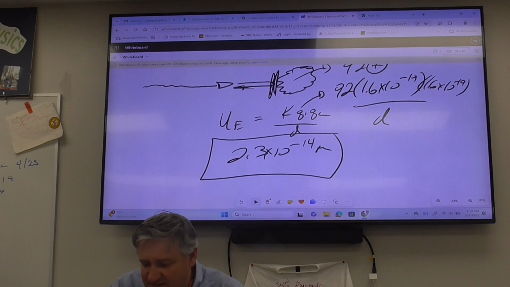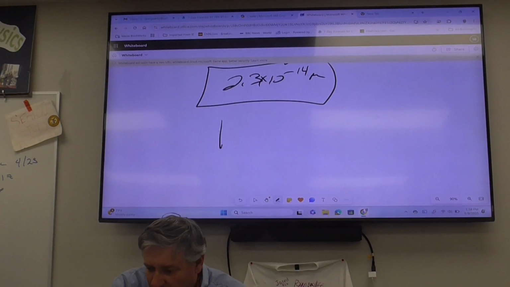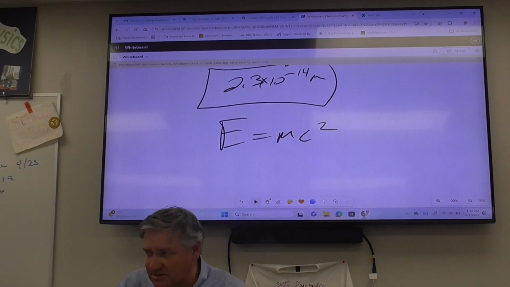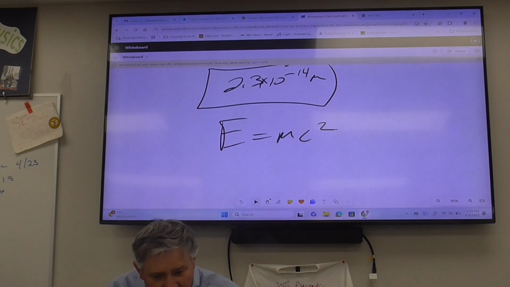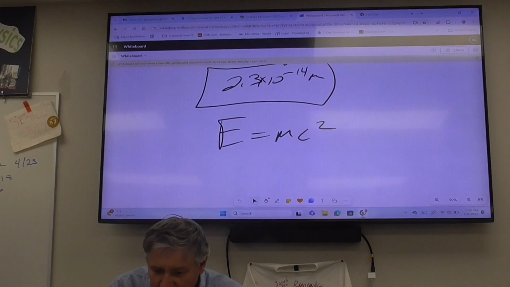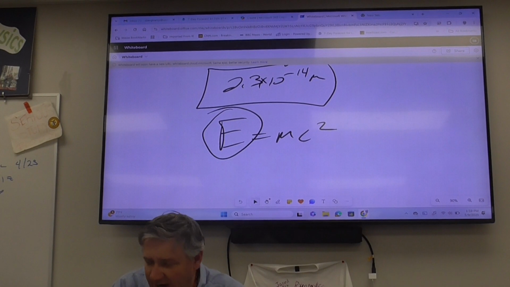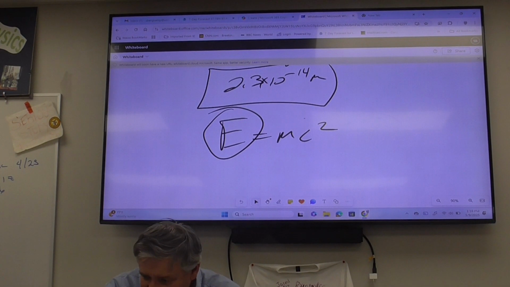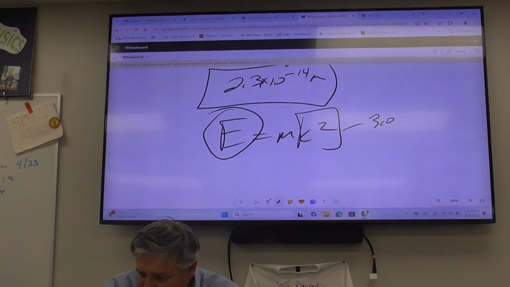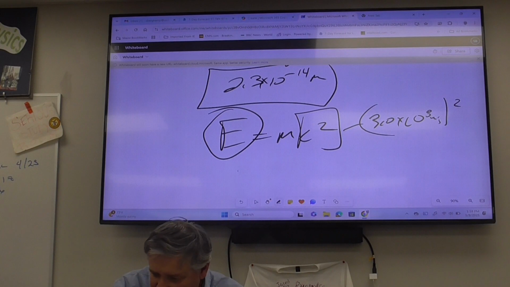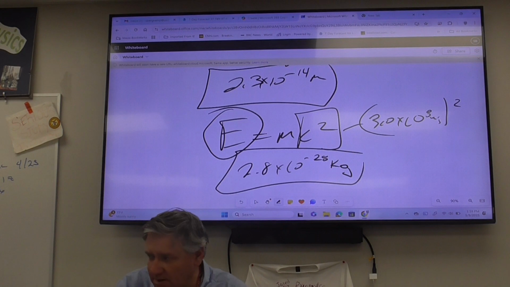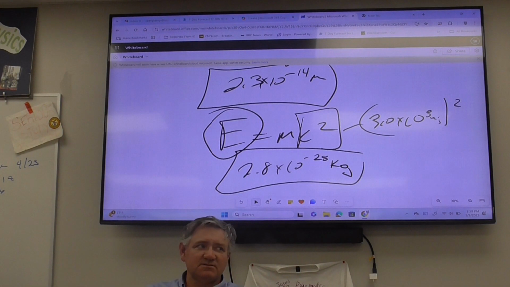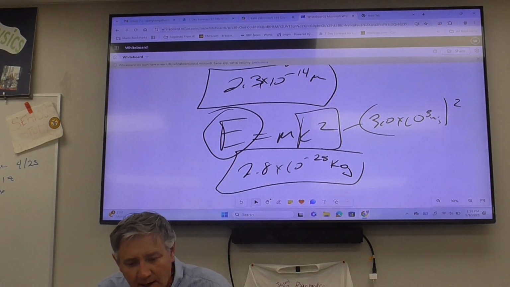Then it says calculate the mass difference. Do not make this difficult. All you have to do is use E equals MC squared. Okay? That's all you have to do on that mass difference. So you're told that you release 2.5 times 10 to the negative 11th joules of energy. This is the speed of light, 3.0 times 10 to the 8th meters per second. Solve for mass, you get 2.8 times 10 to the negative 28th kilograms. Okay, that's the easiest way to do it.